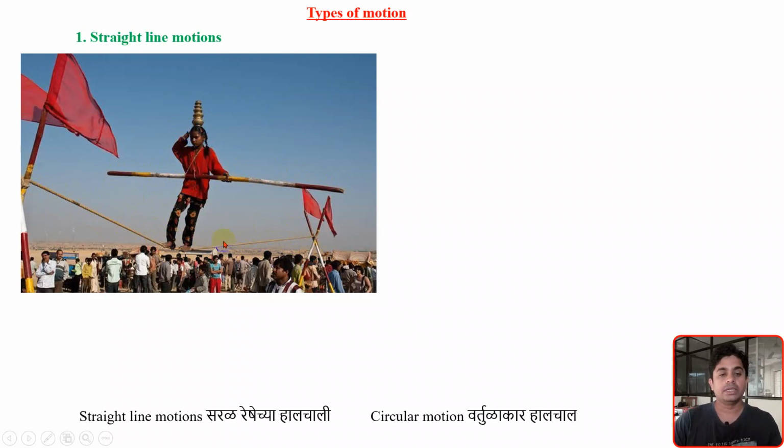She has to travel in a straight path. If she doesn't follow that straight path, she will fall down. So in real life conditions also, sometimes a few objects must travel in a straight line path. Deviation from that straight line path is not allowed for those objects.